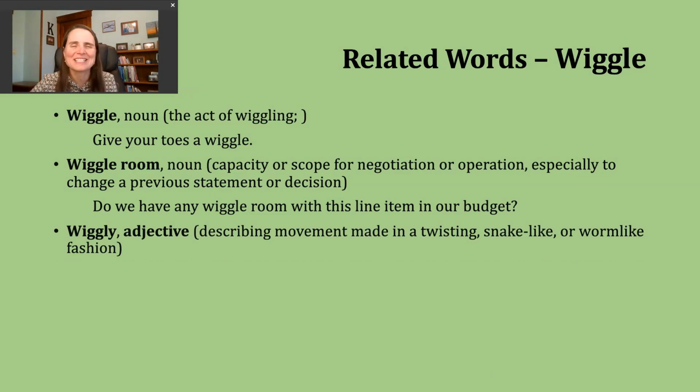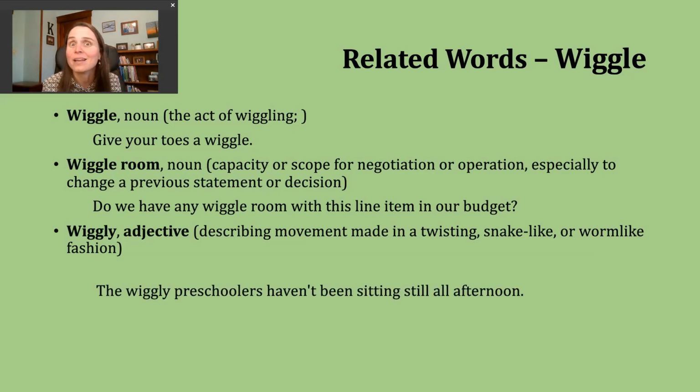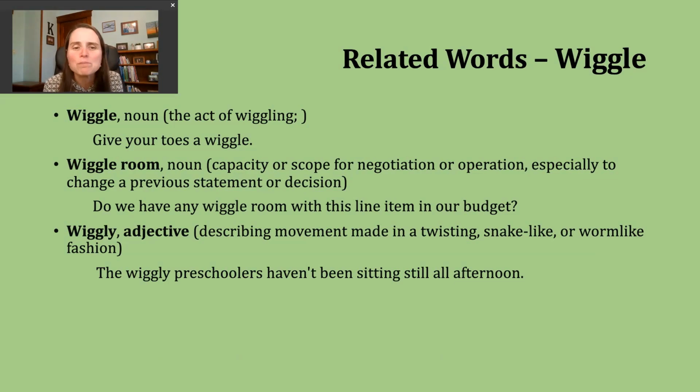One last word for us today. It's the adjective wiggly. Here we're describing movement that's, again, made in sort of a twisting fashion. For some people, it helps them think of a snake-like or worm-like fashion. So, an example of this in a sentence. The wiggly preschoolers haven't been sitting still all afternoon. Right? I have so much respect for teachers who work with really small children like preschoolers and kindergartners. And some days, this can happen to adults too, where you just really struggle to sit still. So they've got this gotta keep moving kind of energy.